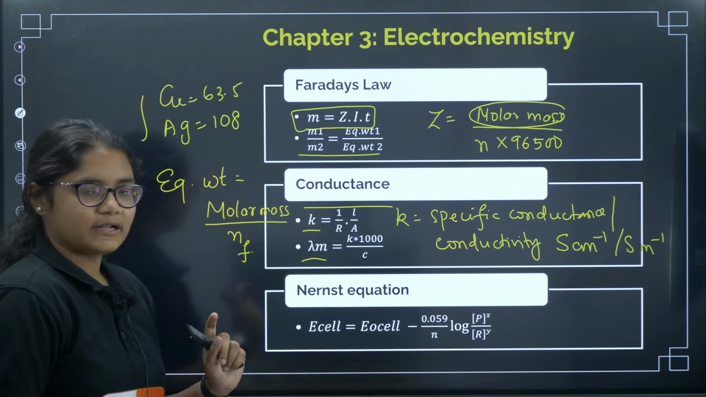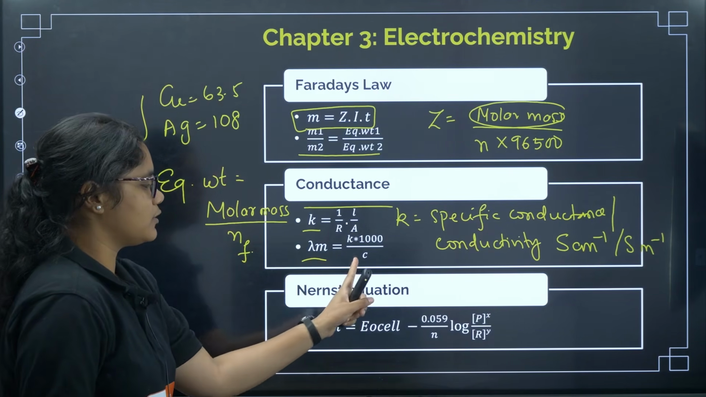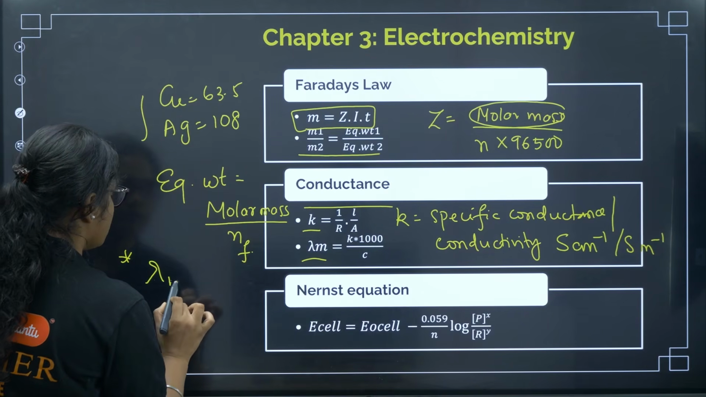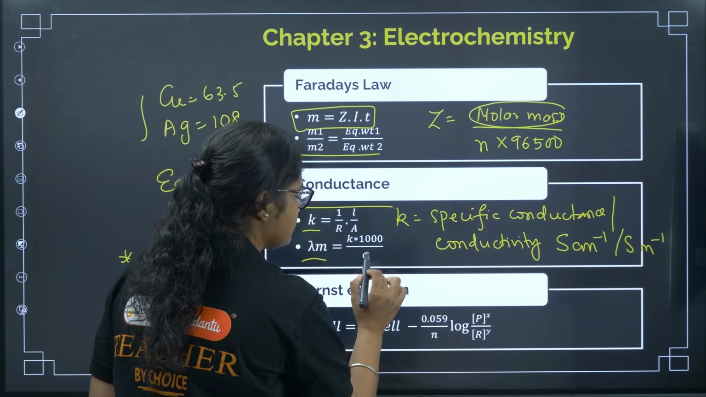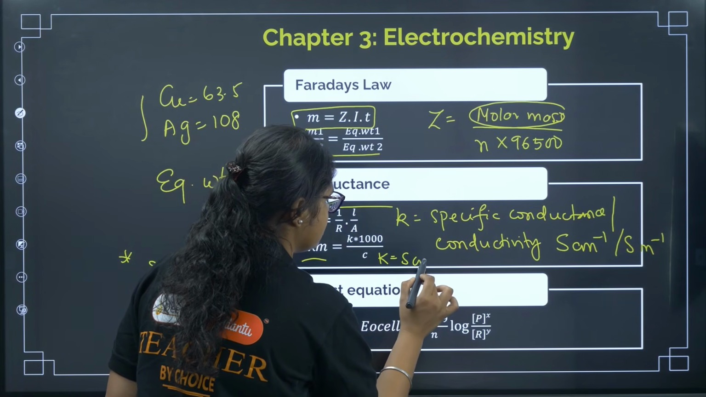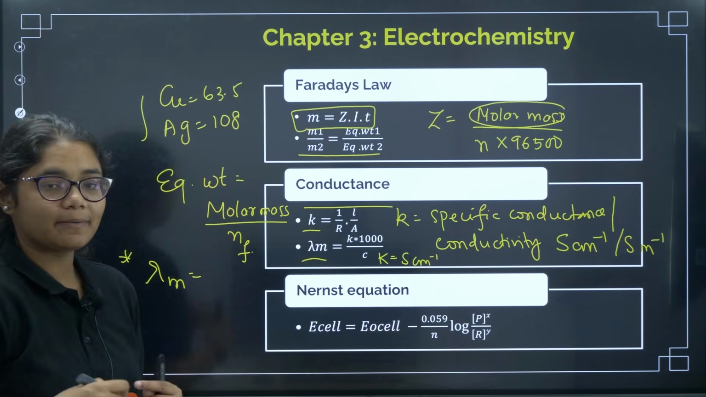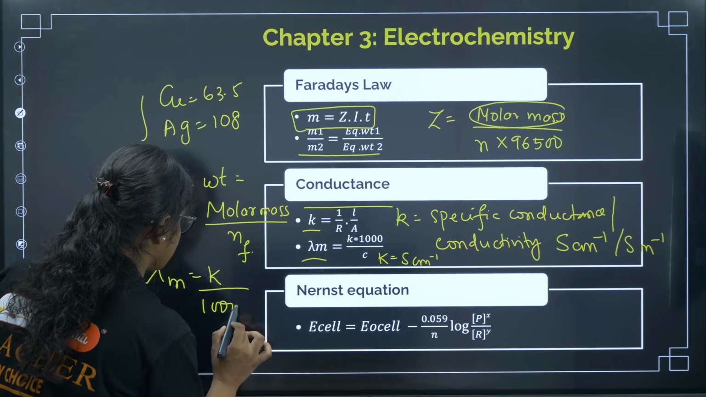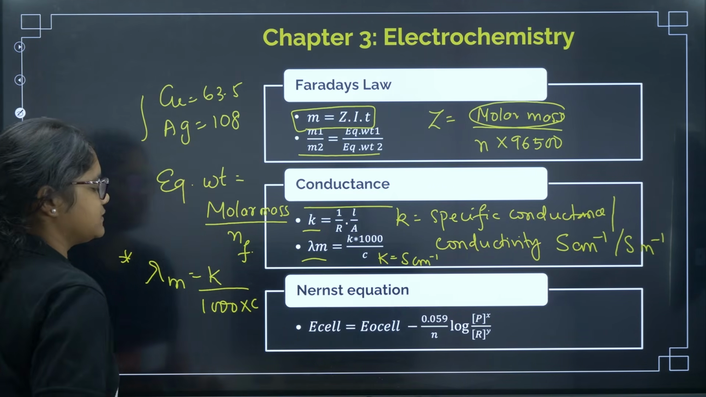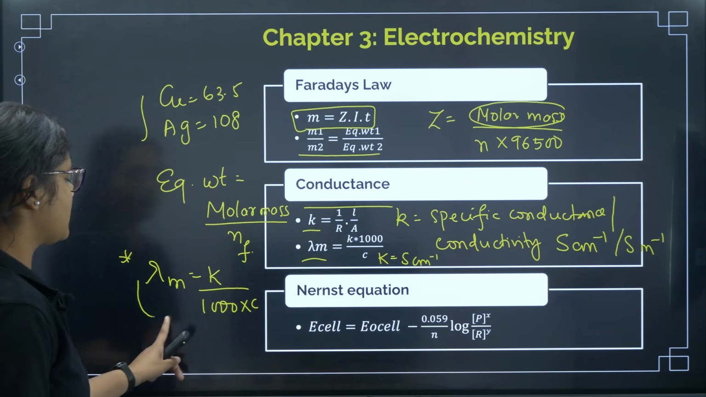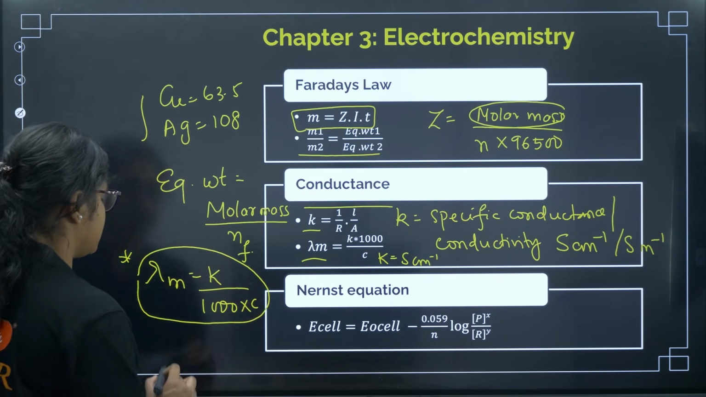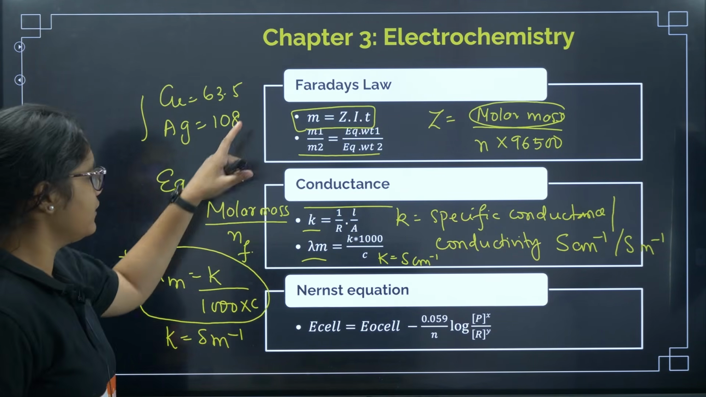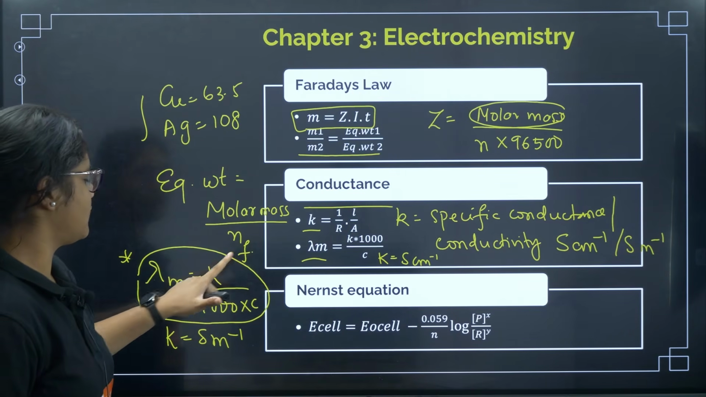Then we have molar conductance. Molar conductance is equal to kappa into 1000 by C. Here also I will remind you of one thing: you have to apply this formula if the unit of kappa is S centimeter inverse. If the unit of kappa is S meter inverse, then the formula of molar conductance will be kappa by 1000 into C. This is the formula of molar conductance when the kappa unit is S meter inverse. So how many formulas have we written? 1, 2, 3, 4a and 4b.